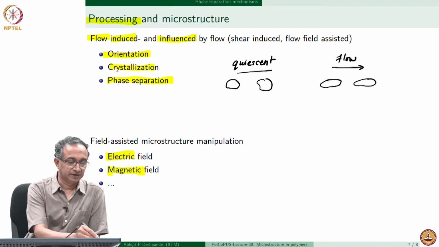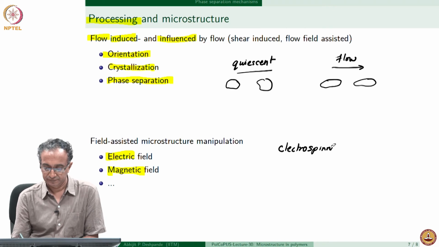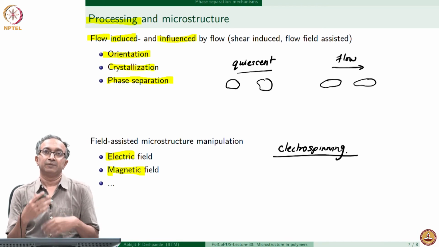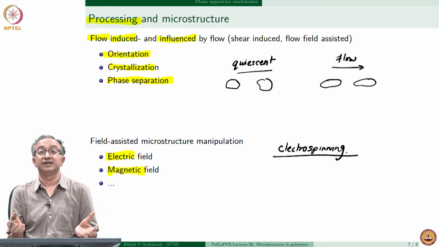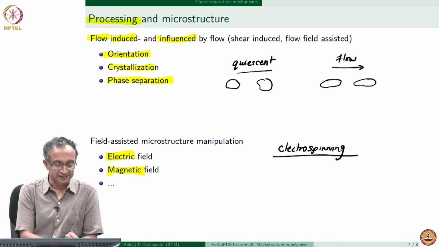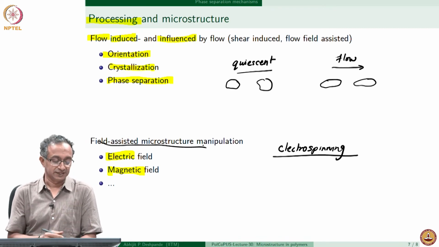So for example, electrospinning is a method of making fibers using an electrical field also. When we apply electric fields, if macromolecules have charges, then they will respond very differently compared to other macromolecules which have fewer dipoles and fewer charges on them. So field assisted microstructure manipulation is also important in many of these applications.